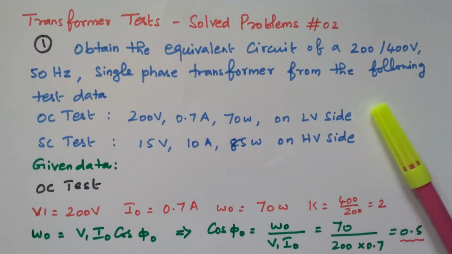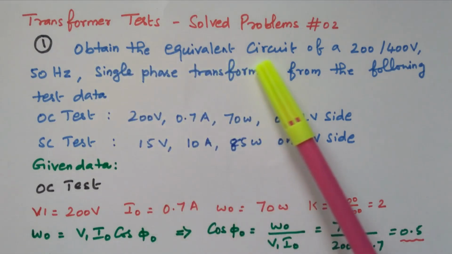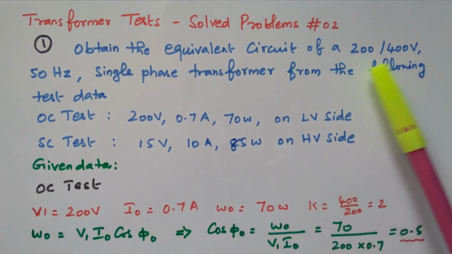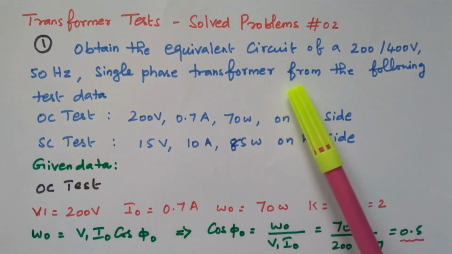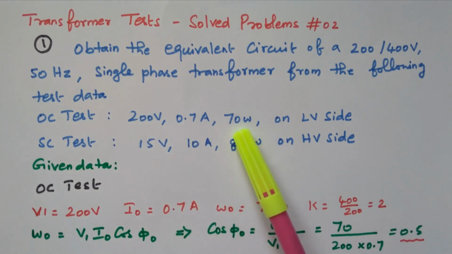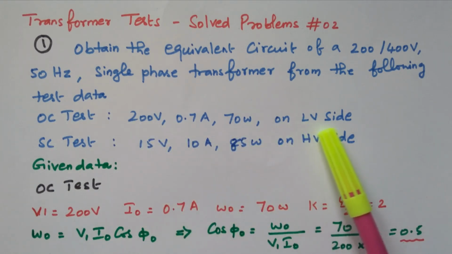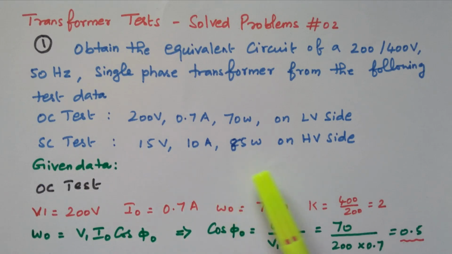Now we will go to the topic. First we will see problem 1. Obtain the equivalent circuit of a 200 kVA, 400 volt, 50 Hz single phase transformer from the following test data. OC test, open circuit test: 200 volt, 0.7 ampere, 70 watts on the LV side, low voltage side. Short circuit test, SC test: 15 volt, 10 ampere, 85 watts on the high voltage side, HV side.